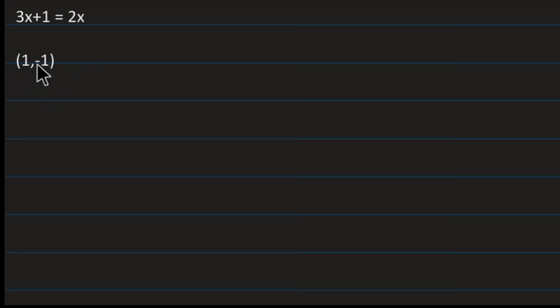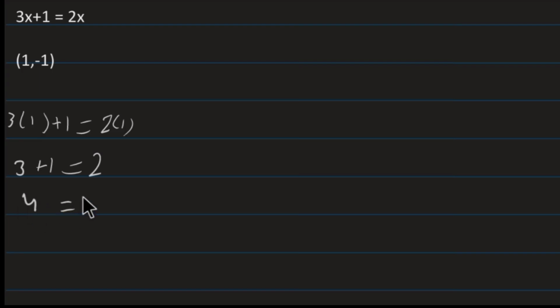Now we will try another one. If we replace x with 1 in the given equation and check if this equation is true for 1 or not: 3 into 1 plus 1 is equal to 2 into 1. So 3 ones are 3, plus 1, 2 ones are 2. 3 plus 1 is 4, which is equal to 2. So the given equation is not true for x equal to 1.